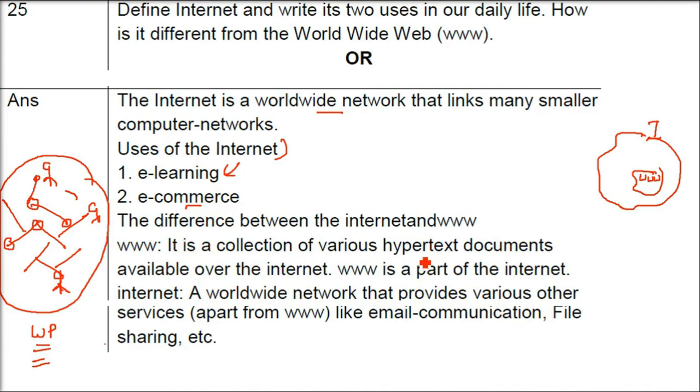So the difference between the internet and the WWW is that the WWW is a collection of various hypertext documents available on the internet. So WWW is indeed a part of the internet. WWW is basically about hypertext documents, so it's a part of the internet. The internet is very wide. It's a big giant network, a worldwide network that provides various other services, not only WWW, but email communication, file sharing, file transfers. There are so many.